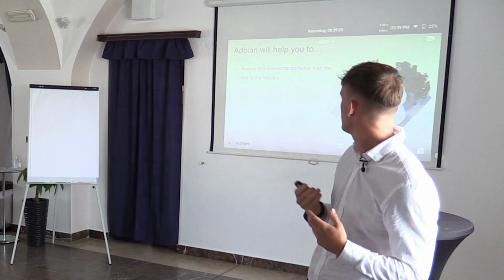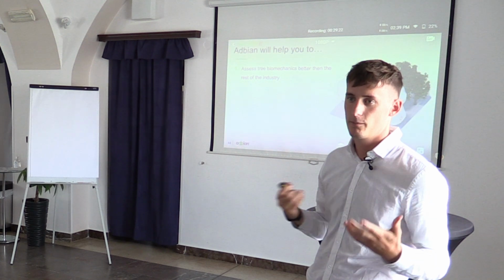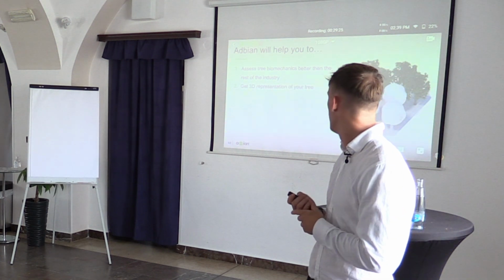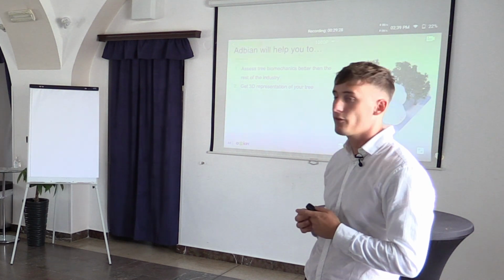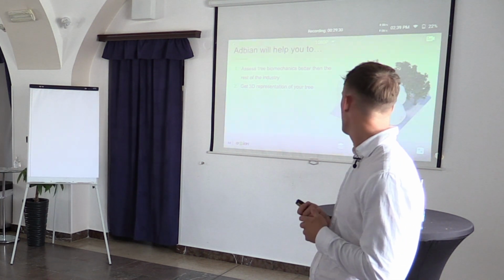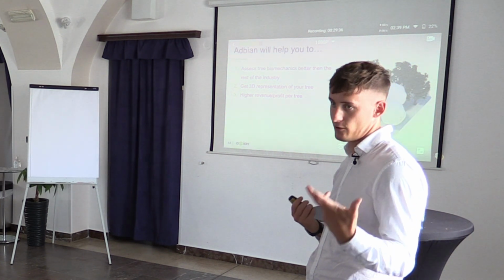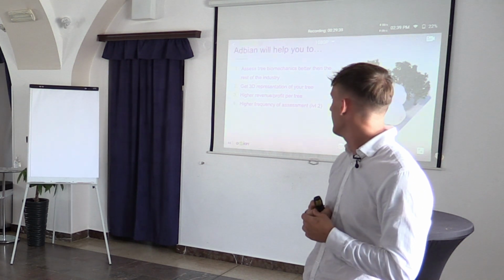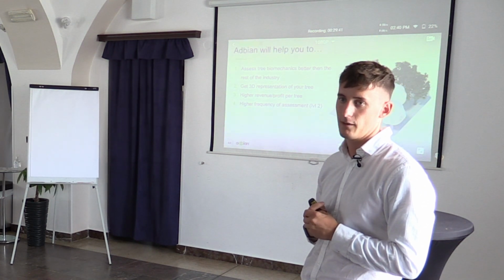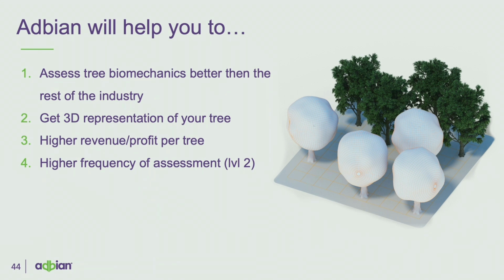Basically, it helps you to assess biomechanics better than the rest of the industry or the rest of the tools. You also get a 3D representation of your tree, for each tree of the calculation. It means for the company a higher revenue or profit per tree, and it can increase the frequency of the collection of the data, because today the trees are checked approximately every 3 to 5 years, and with the level 2 and collecting the data of the tilt, you can check the tree basically every 6 months to make sure they are not uprooting.